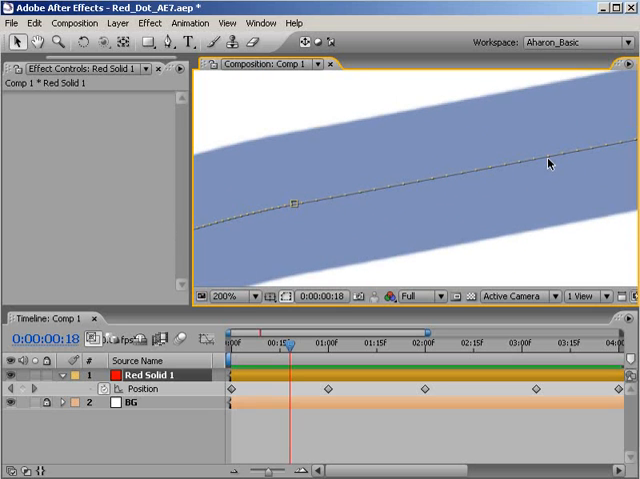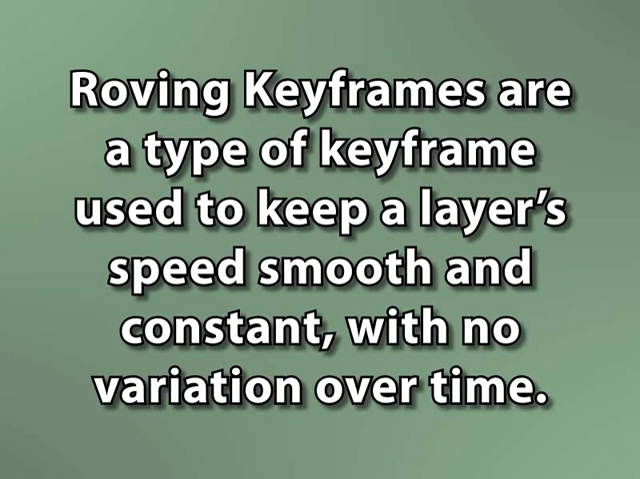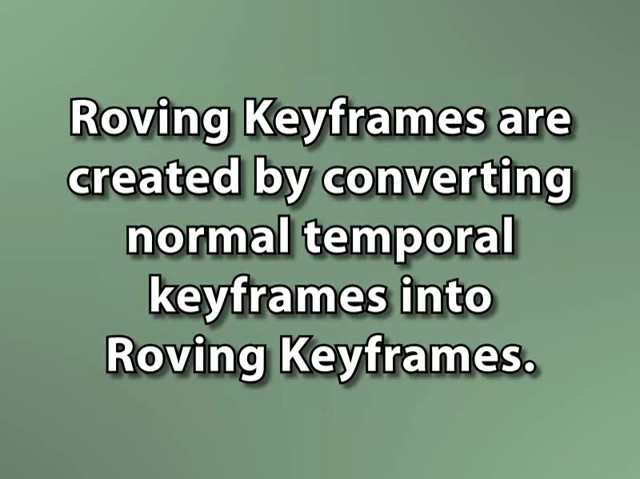Now this is fine if your aim is to have your layer change speed over time, but if you're in a situation where you want a constant rate of speed but otherwise keeping the exact same motion, then you're in luck. After Effects gives us the tools to regulate the speed while preserving the motion path, and this tool is called Roving Keyframes. As I mentioned in my previous tutorial, roving keyframes are a type of keyframe used to keep a layer's speed smooth and constant with no variation. All we have to do is convert our normal temporal keyframes into roving keyframes, and the motion will be smoothed out, at least as far as speed is concerned. Let's take a look at how this works.